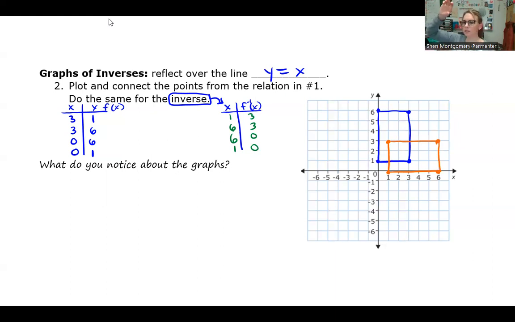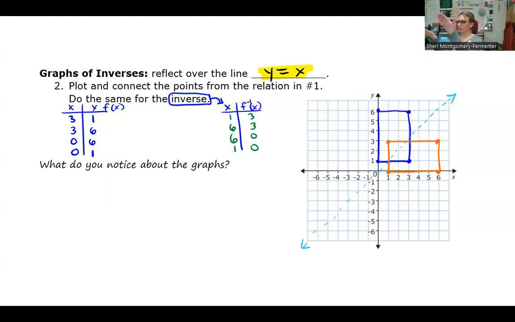Do you see how one is just turned on its side? So this part right here where it says that it's reflected over Y, I'm gonna sketch that line on here. So the graph of Y is equal to X is that line right there.